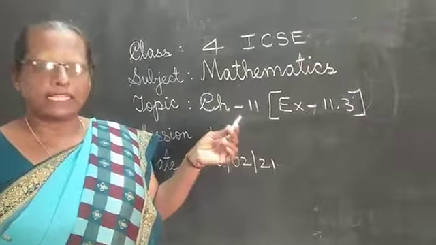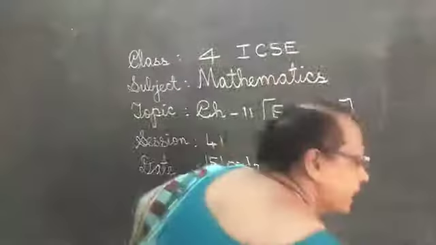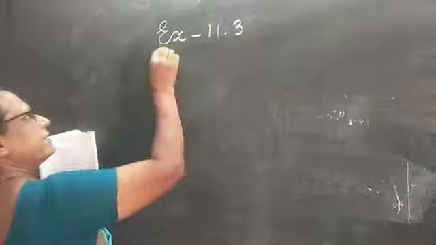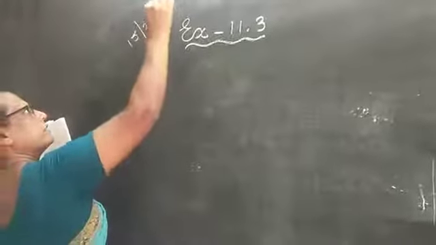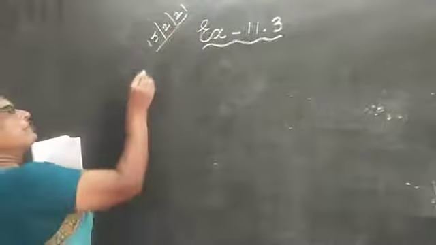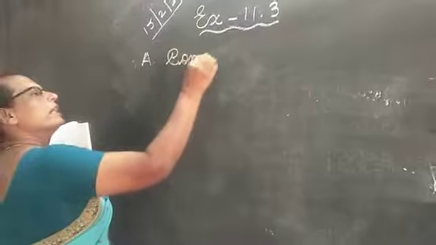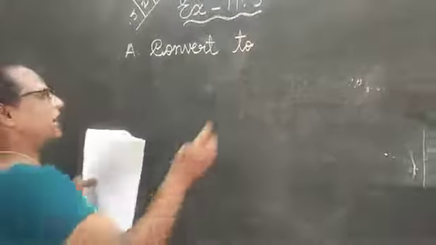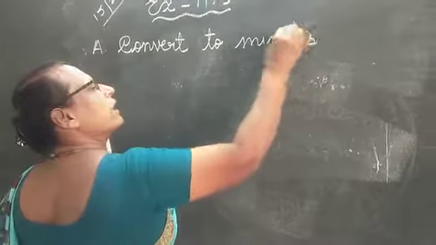Okay children, now we'll see Exercise 11.3. It's given on page number 181. See, the first one: convert to minutes. What are you going to learn, children? Convert to minutes. They have given hours. What you have to do is convert it into minutes. Okay children?